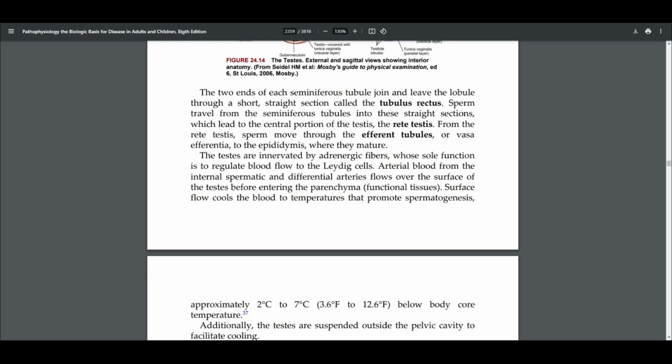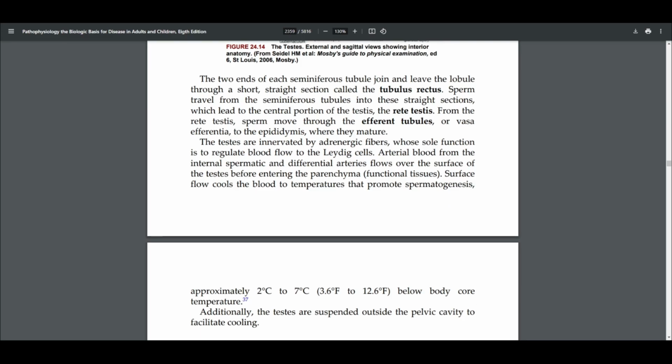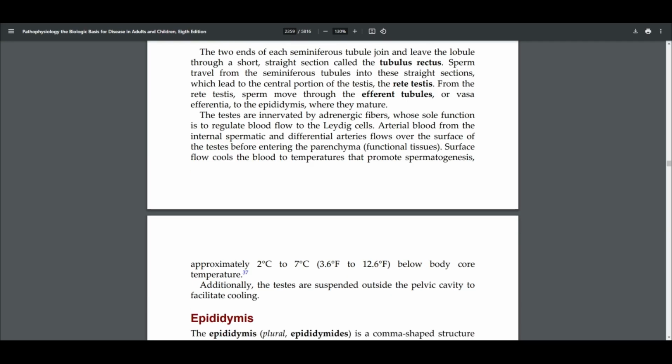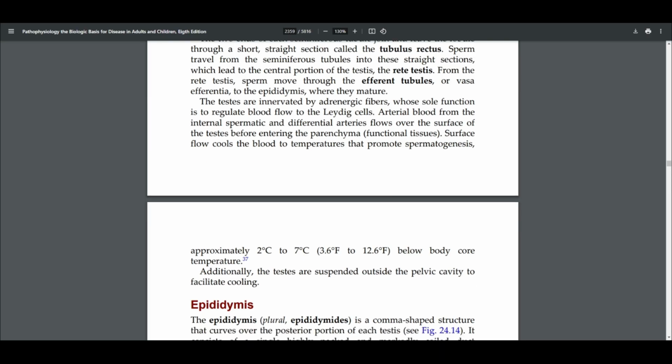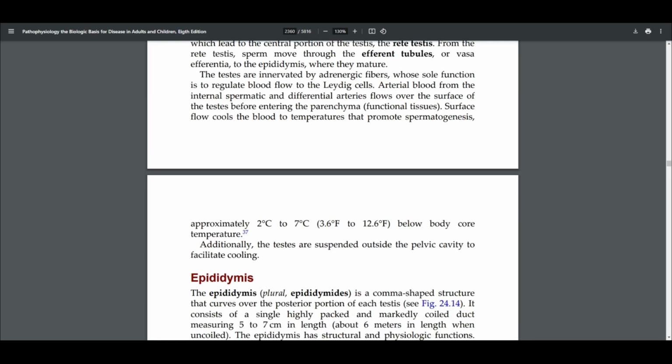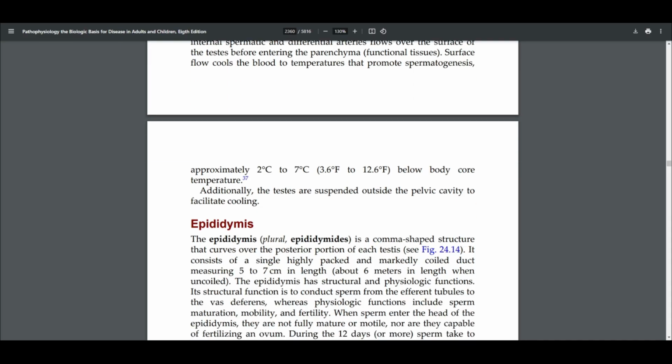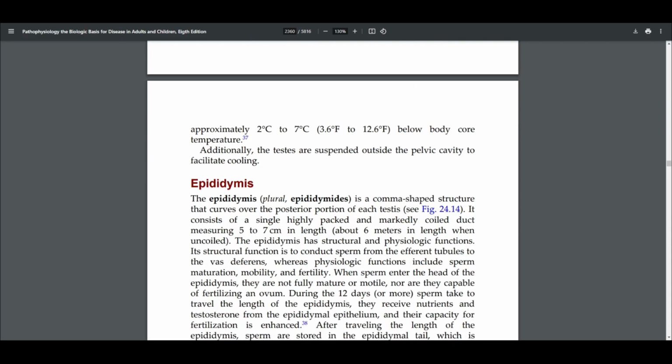Arterial blood from the internal spermatic and deferential arteries flows over the surface of the testes before entering the parenchyma. Surface flow cools the blood to temperatures that promote spermatogenesis, roughly 2 to 7 degrees Celsius below body core temperature. Additionally, the testes are suspended outside the pelvic cavity to facilitate cooling.